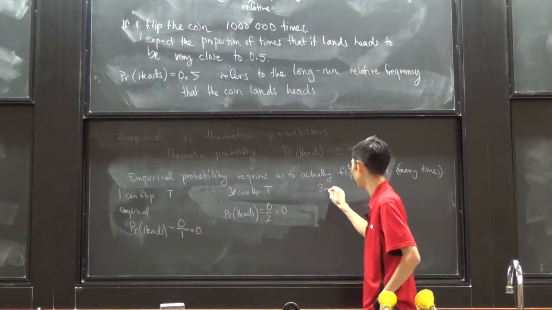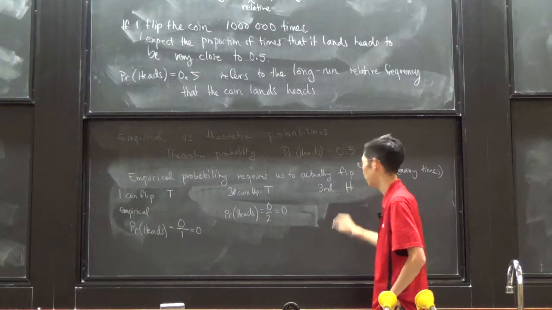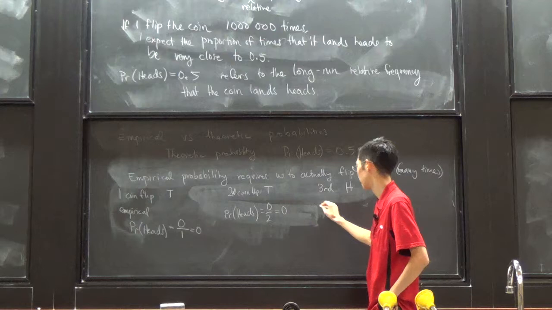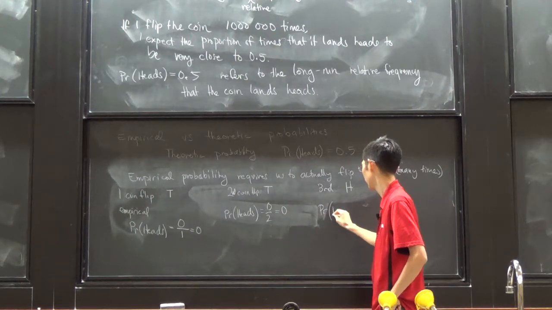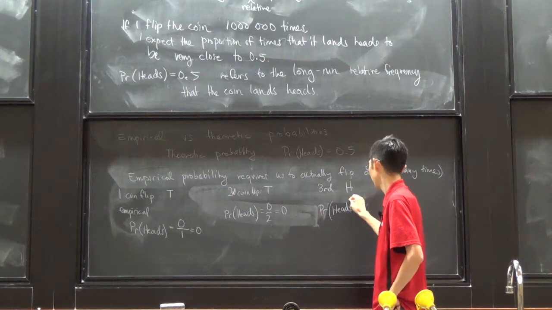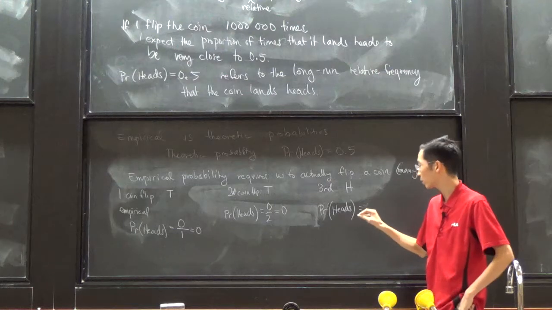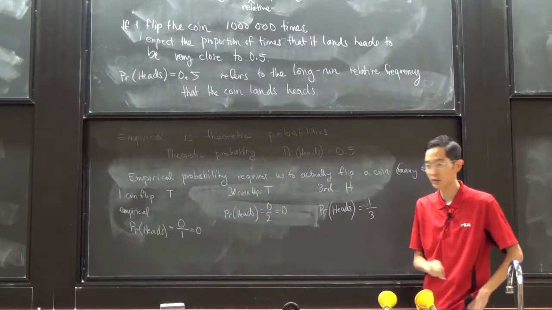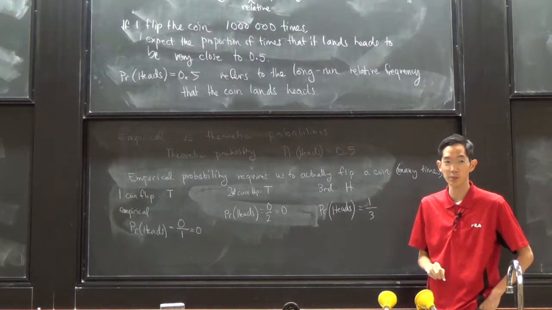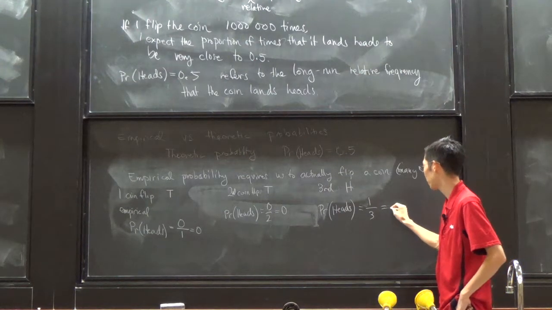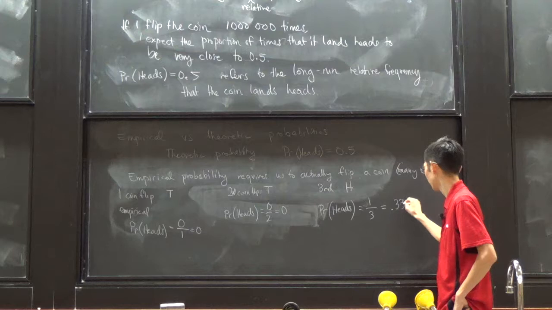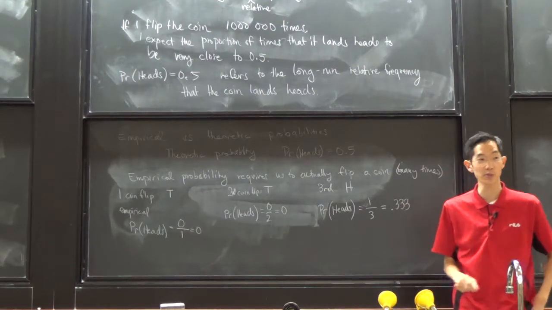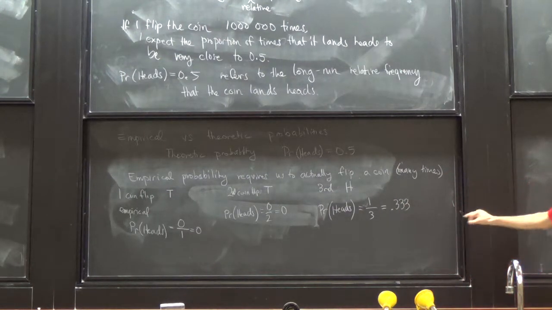Let's say on my third flip I get heads. What is my empirical probability? After 3 coin flips, I've observed heads once out of a total of 3 flips. And so my empirical probability is 0.333 thus far.